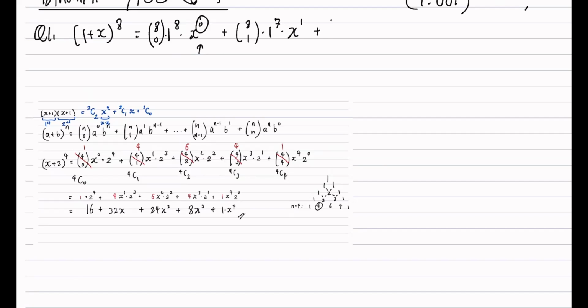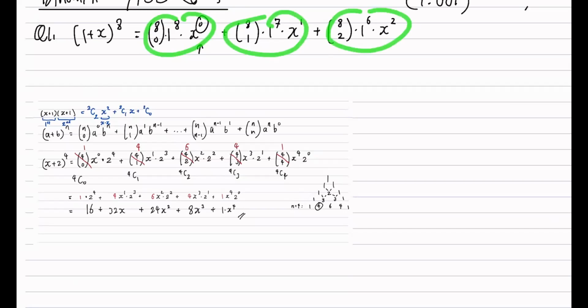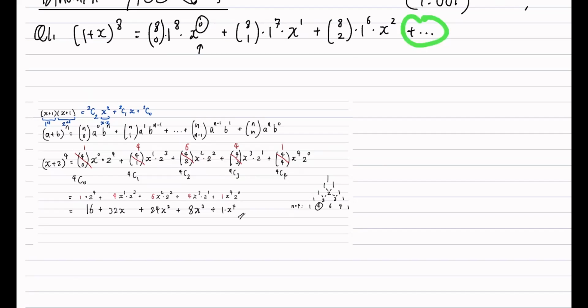Can you tell me what's the next term? 8 choose 2, 1 to the power of 6, x to the power of 2. Okay, what did the question ask us for? Up to the third term in ascending powers of x. So do we need any more? No. 3 terms already, then plus dot. Okay, always plus dot because we haven't finished expanding.